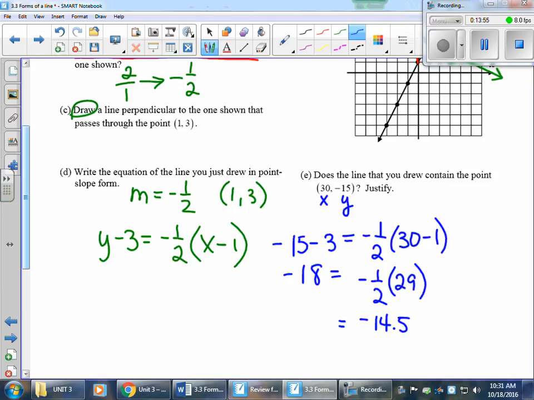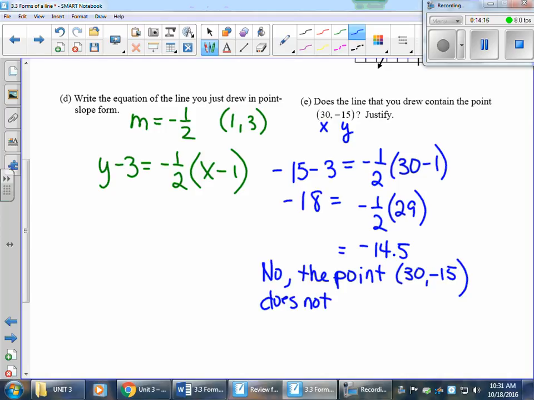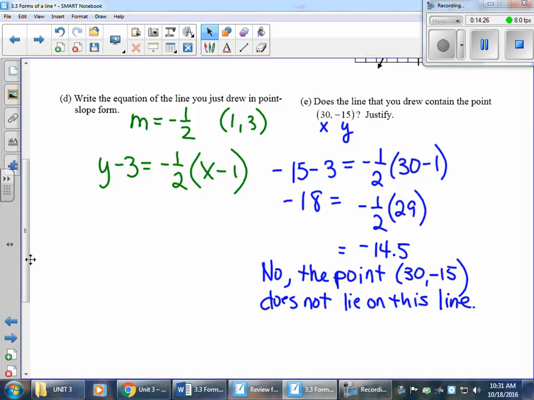All right, so make sure you're answering the question. Does the line that you drew contain the point? We're going to say no. And justification, we just showed it. So we're going to say no, the point 30, negative 15, does not lie on this line. You don't need a calculation here because your justification is mathematical, and it's right here.